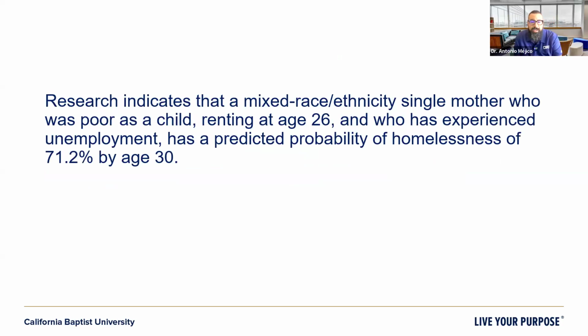Now, research also indicates that a person of mixed race ethnicity, who is a single mother, who was poor as a child, renting at the age of 26, and who has experienced unemployment has a predicted probability of homelessness of 71.2% by the age of 30. Picture it this way then. Think about your theorists, right? And what they're saying about life and experiences and challenges and how we see the world.